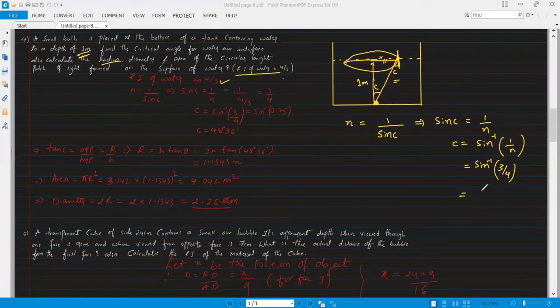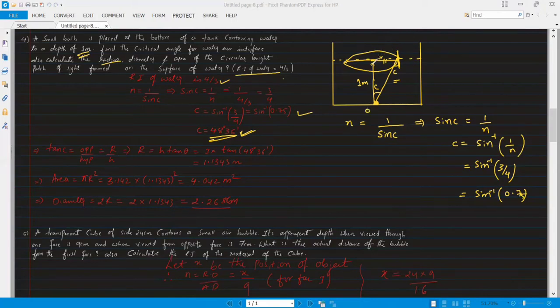So this can be written as sin inverse of 0.75. Okay, the sin inverse of 0.75 is equal to 48 degree 36 minutes. Using a logbook or else a trigonometric table, you find this, that is 48 degree 36 minutes. Then go for the calculation. Let us go for this triangle.